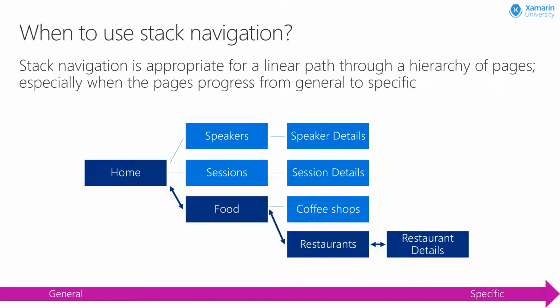Now when we have a hierarchy of data, it's appropriate to use stack navigation to browse and interact with the content. And the stack navigation restricts users to following a specific path. So for example, if a user is on the food screen, they can only progress to the coffee shops or restaurant pages. Now to reach the sessions page, they must first go back to the home page.